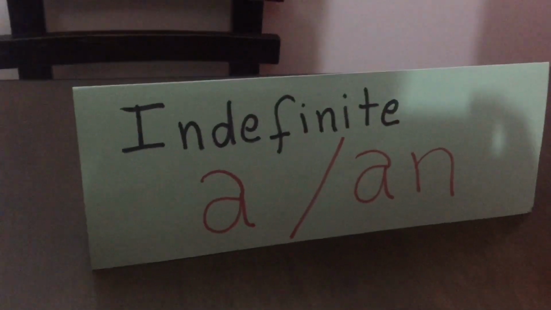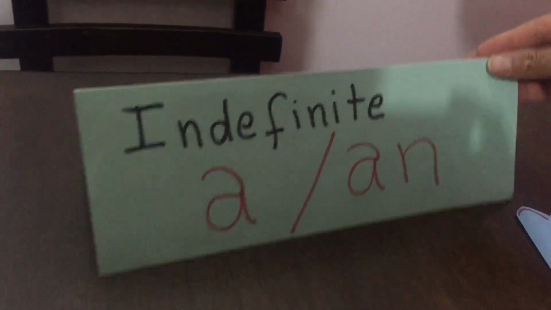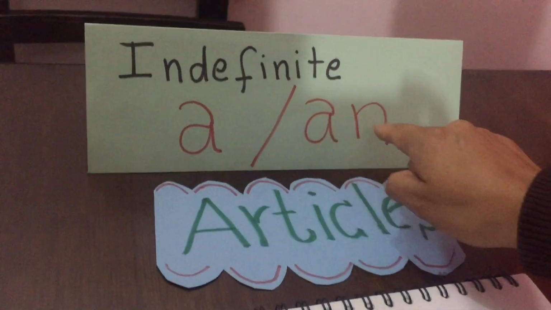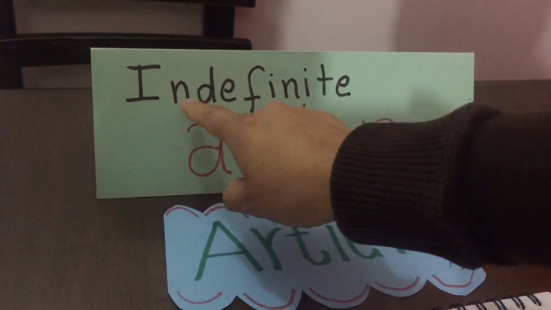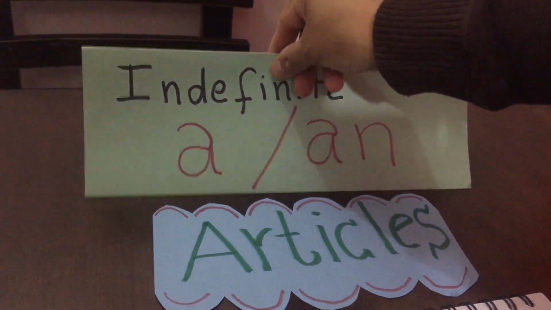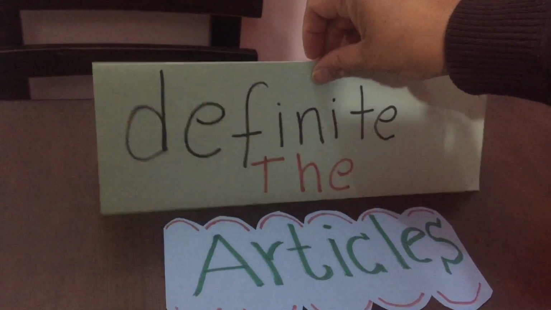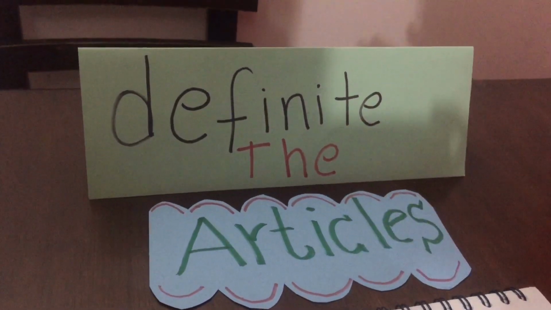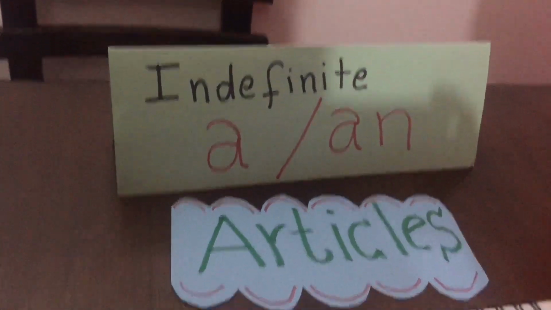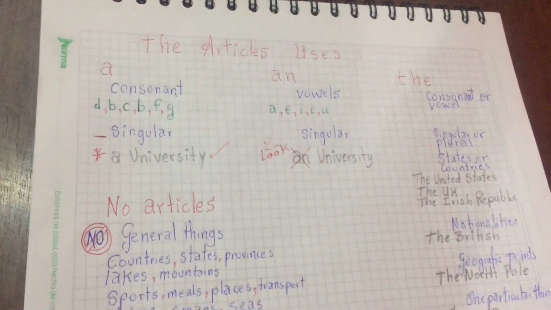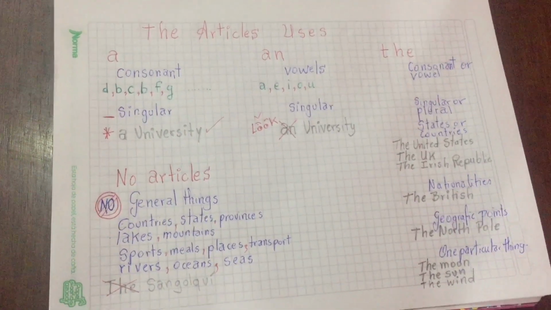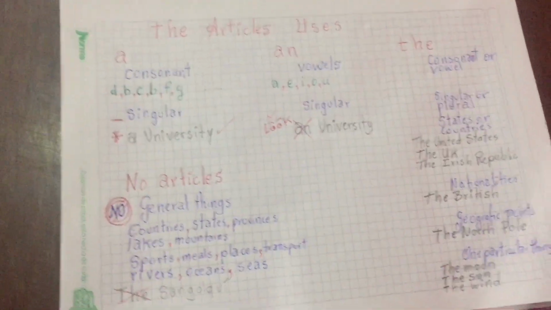So the articles that we are going to learn, which are a or an, are called indefinite articles, okay? And we also have the definite article, which is the. But when do we have to use them? Okay, let's start here. I have some examples, and I have written them so that you have a clear idea about the use.